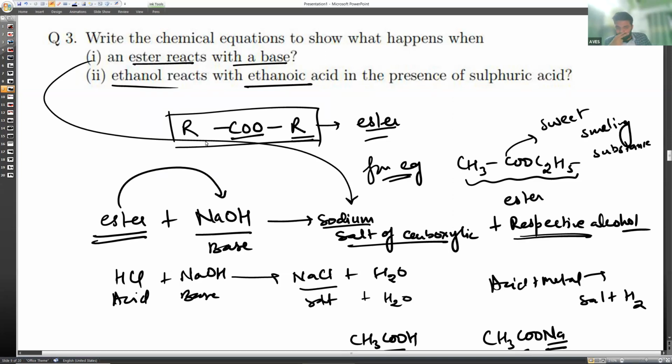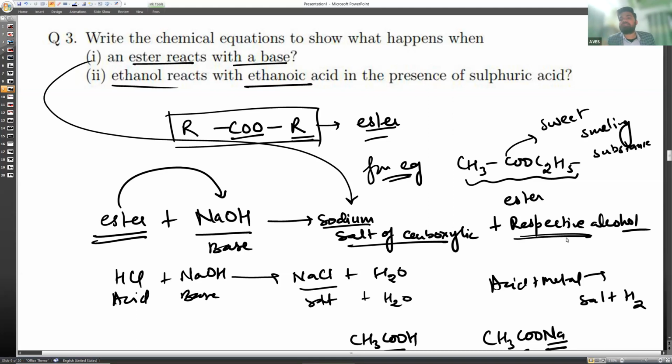If I talk about this ester, when it reacts with any base, it will form sodium salt of carboxylic acid plus respective alcohol. What do you mean by the word respective alcohol here? This is the general equation. Like you've been studying, acids when reacting with base give you salt and water. Acid when reacting with metals produces salt and hydrogen gas. Metal hydrogen carbonate when reacting with acids gives you salt plus carbon dioxide plus water. So these are the simple general equations.